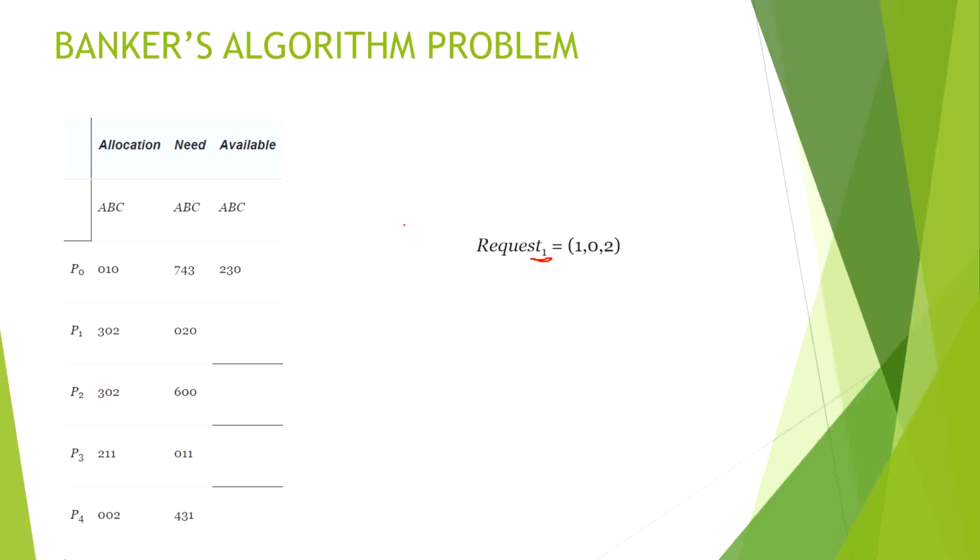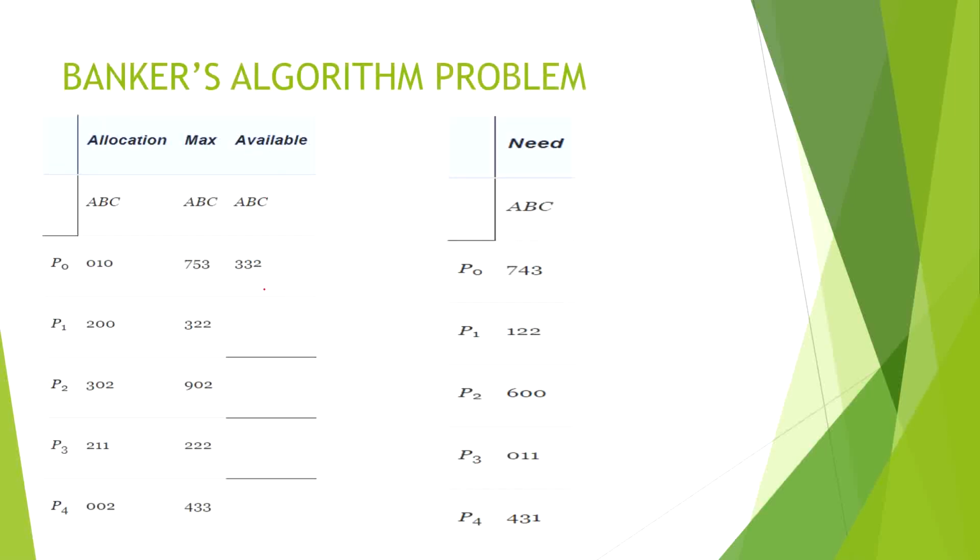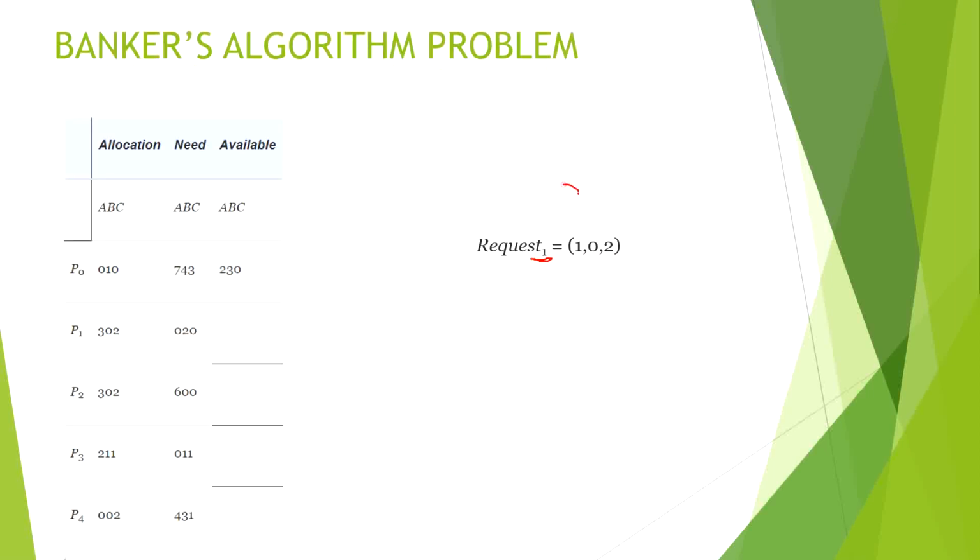Okay, so what we will do is deploy 3 steps. The main 3 steps are: firstly, we will take the difference of available minus request. So what is available? 332. So 3, 3 and 2, and we will subtract the request. So what will we get? This is 2 3 0. Okay, so this will be our new available.